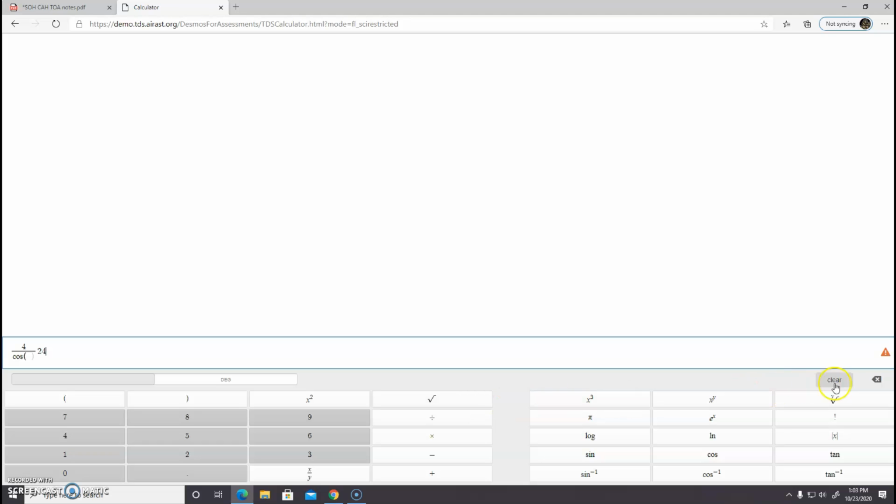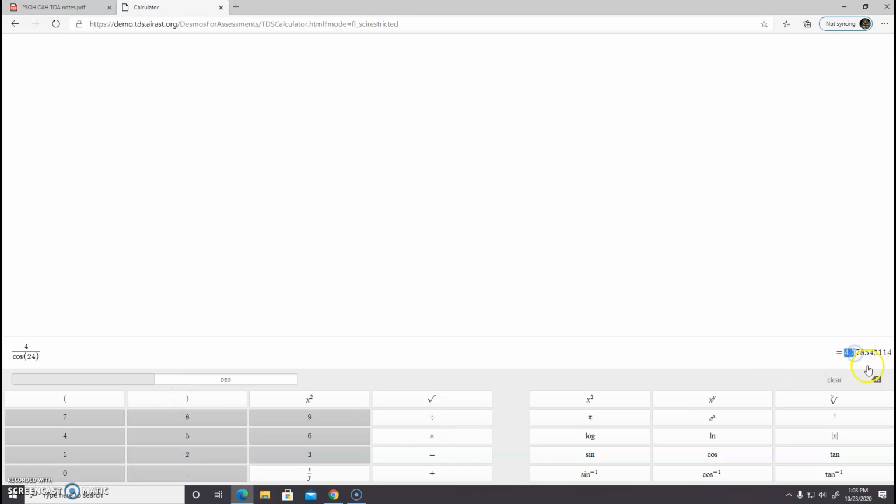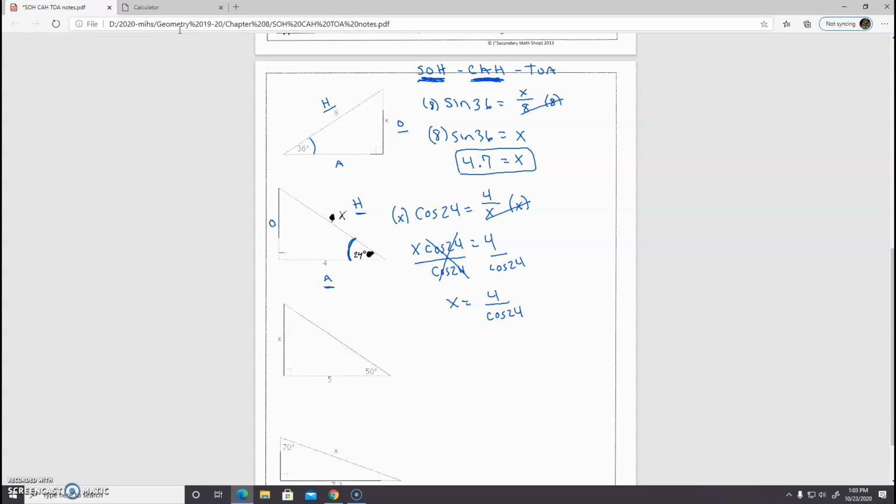Oops, why did it do that? Go back. 24, there we go. And if we're rounding to the nearest tenth, we get 4.4, right? The 7 tells me to round up, 4.4. So we come back here, and we know x is about 4.4.